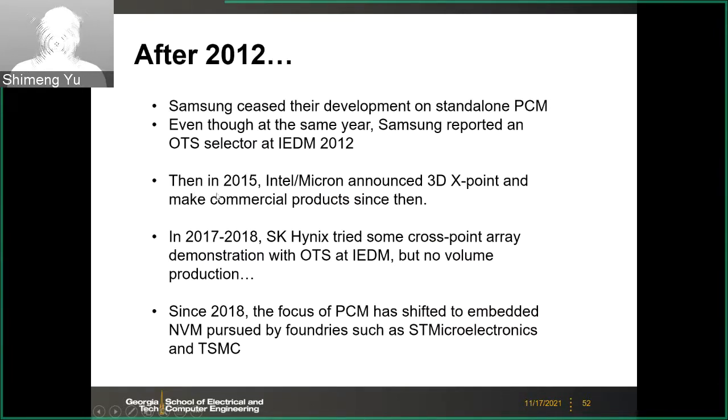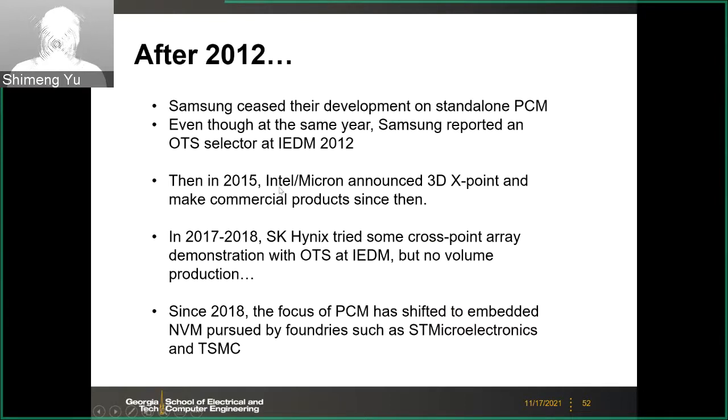And then in 2015, Intel and Micron announced the 3D XPoint. This is what we discussed before. They made a commercial product since then, and even today you can buy it from Intel's website, the Optane SSD, which is basically the 3D XPoint, which is basically phase-change memory in a cross-point array with the selector. And the selector is an OTS selector.